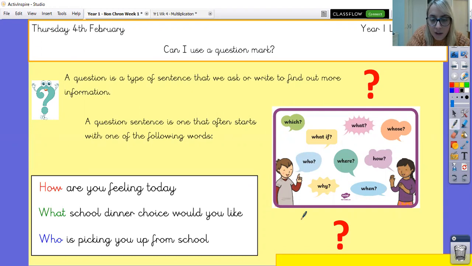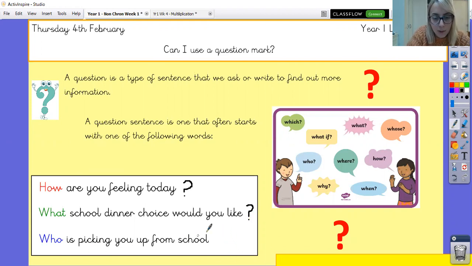So I'm going to have a go now at doing my question mark. So it's like a back to front C, okay? So I'm going to start off doing a back to front C and line down and a dot. Okay, now that doesn't look the best because I am doing it with my finger on the control pad. Okay, but I'll try again. What school dinner choice would you like? So a back to front C, line down and a dot. Okay, that looks a little bit better.